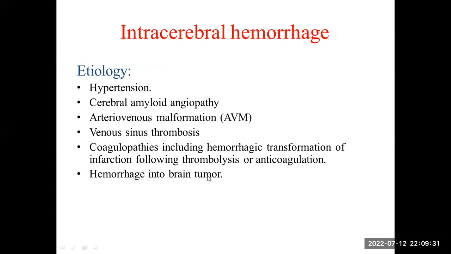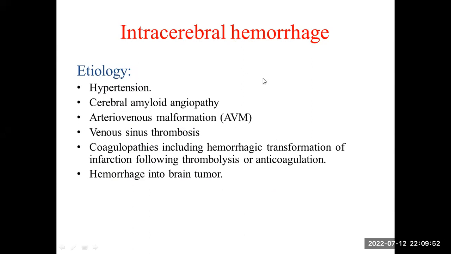And this is why, if you have a brain neoplasm, it's a contraindication for thrombolytic therapy, because it can lead to hemorrhage into the brain tumor. And this can increase the intracranial pressure significantly. So all these are possible causes of intracerebral hemorrhage, which is bleeding into the brain parenchyma. And the most important cause is hypertension.